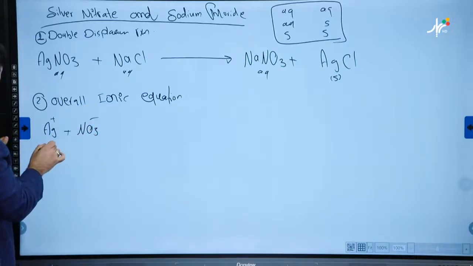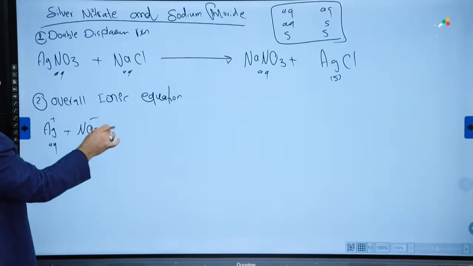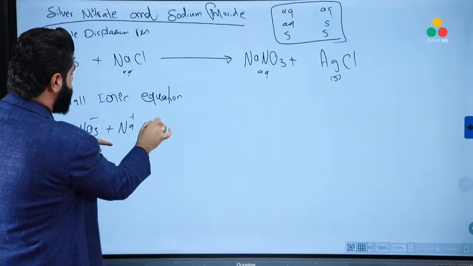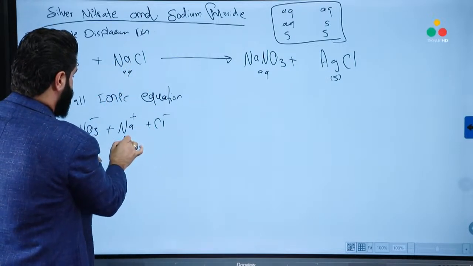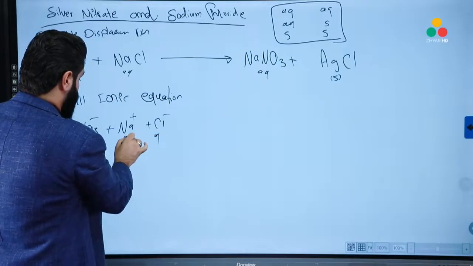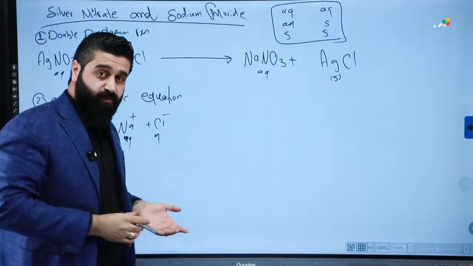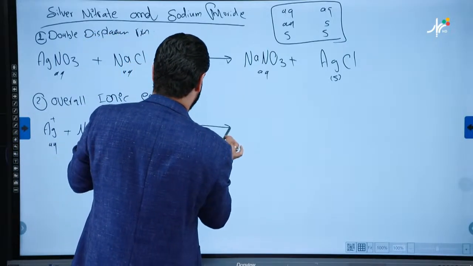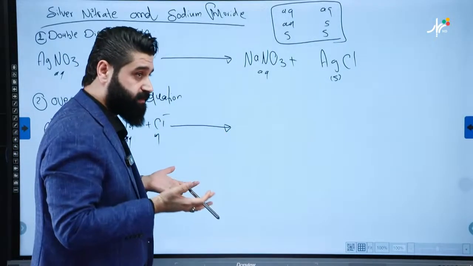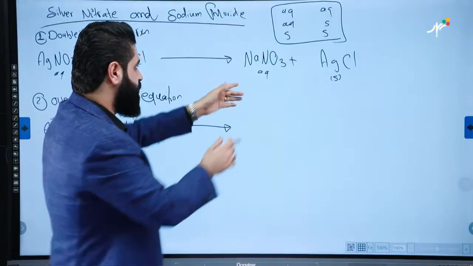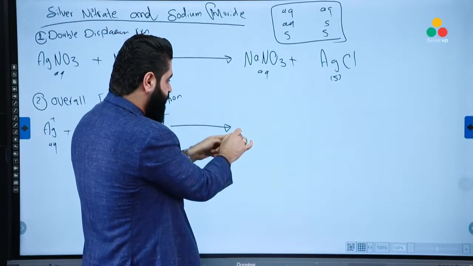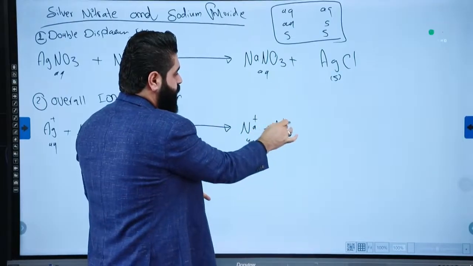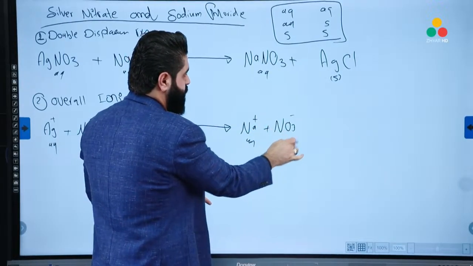Then plus NaCl, which forms Na plus and Cl negative, both aqueous. Wait for the fast way. It's not the right time to solve the question the fast way, because first we have to follow the book. Then NaNO3 becomes Na plus aqueous and NO3 negative aqueous.